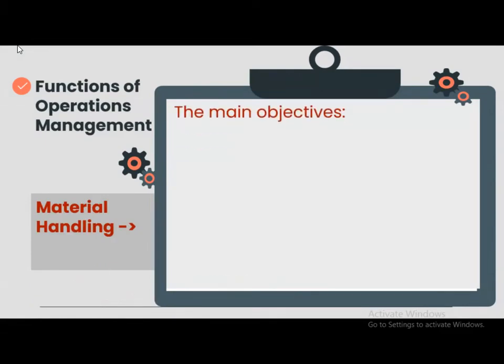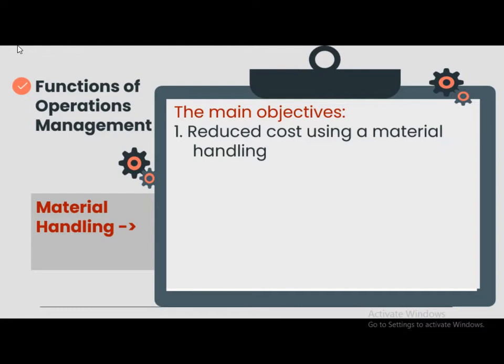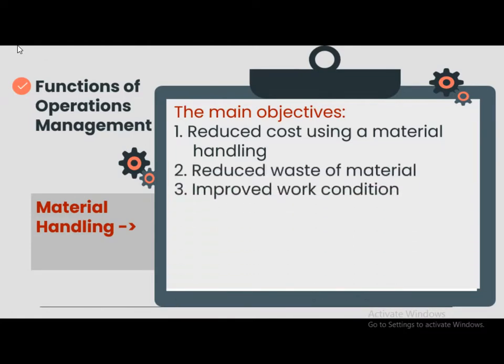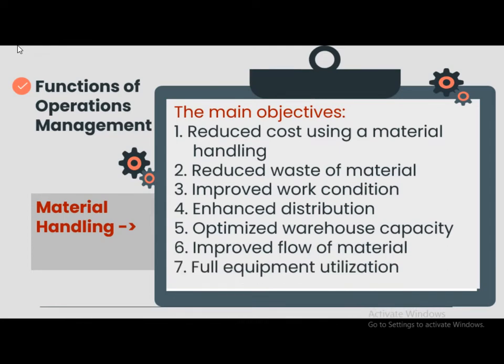Now we will see various objectives of material handling. First is to reduce the cost of using the material handling, reduce waste of material, improve work conditions, enhance distribution, optimize warehouse capacities, improve flow of material, and ensure full equipment utilization. So this was function number 2.